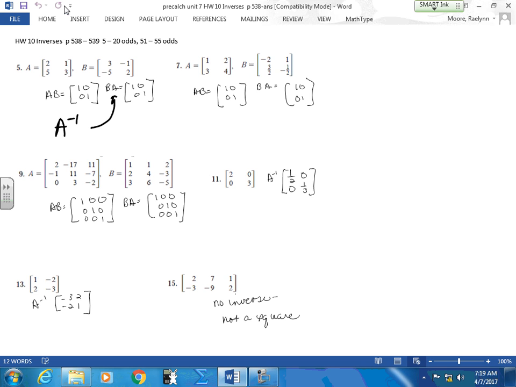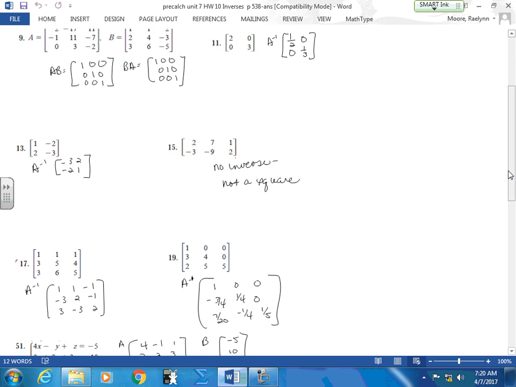Some things have no inverses. And it has to be a square to start with. This one's not a square, so this one's not even going to have an inverse at all.